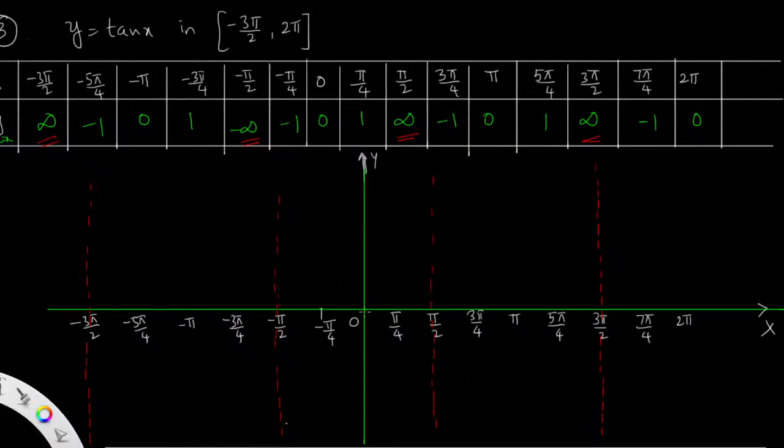Tan 0 is obviously 0. Tan pi by 4 is 1, and here take the value as minus 1. So tan pi by 4 is 1, and tan pi by 2 is infinity, and then tan of 3 pi by 4 is minus 1, and tan pi is 0, and tan of 5 pi by 4 is 1, and at 3 pi by 2 it is infinity, at 7 pi by 4 it is minus 1, and tan 2 pi is always 0.